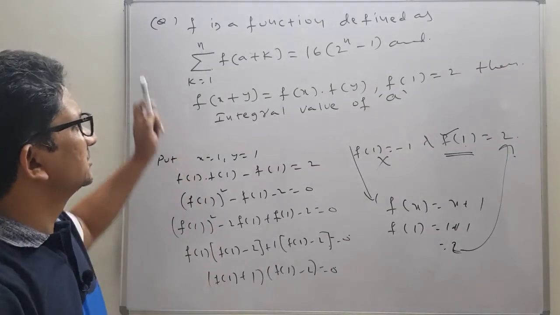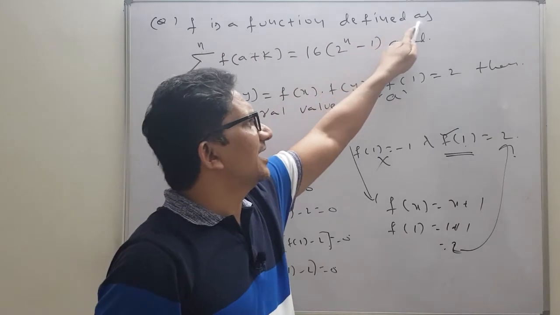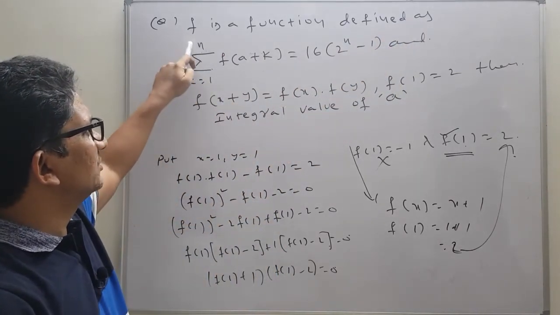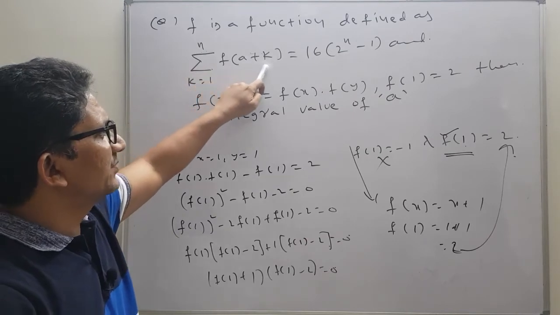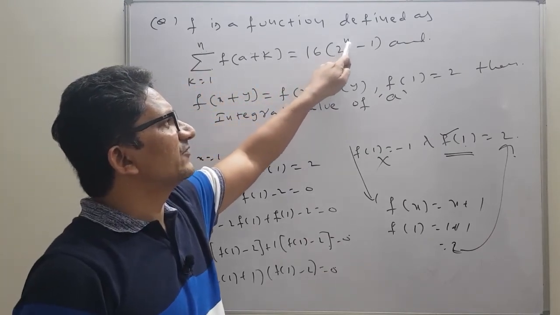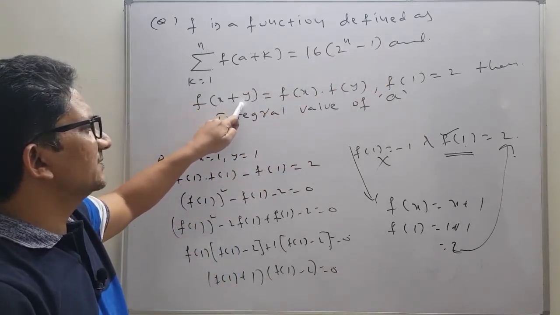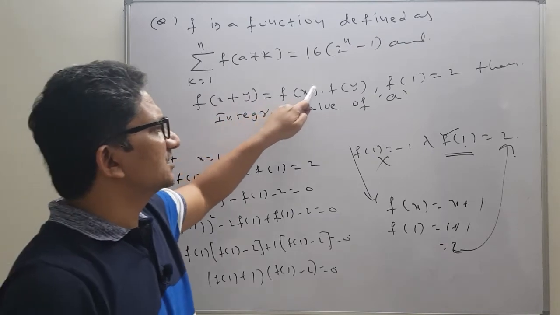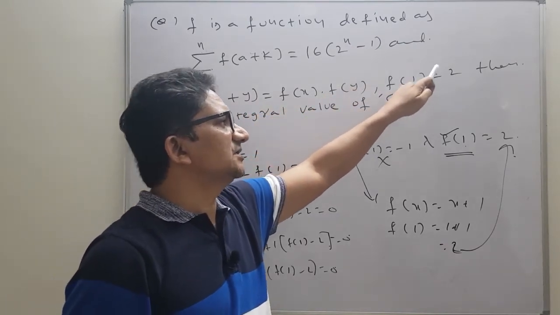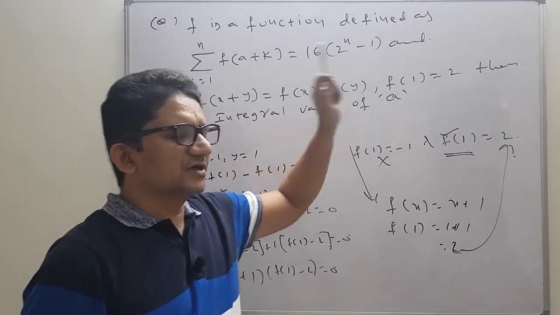Okay students, see this question. F is a function defined such that summation of k equals 1 to n, f of a plus k equals 16 into 2 to the power of n minus 1, and f of x plus y equals f of x into f of y, and f of 1 is equal to 2, then find the integral value of a.